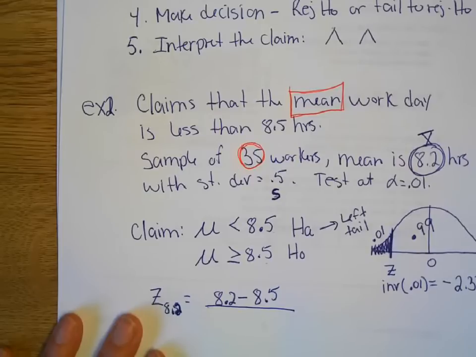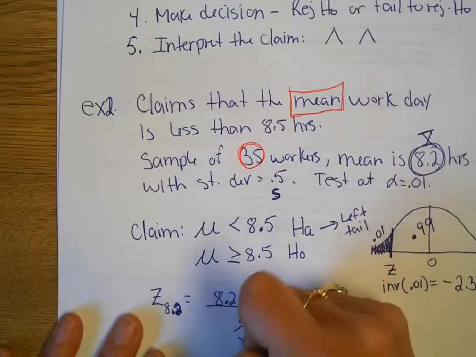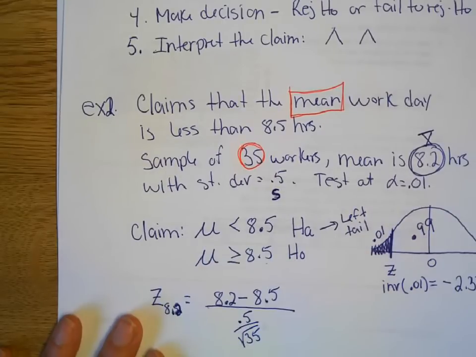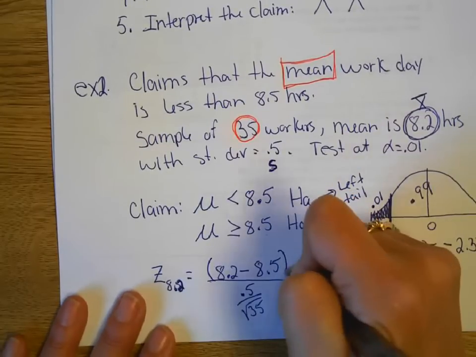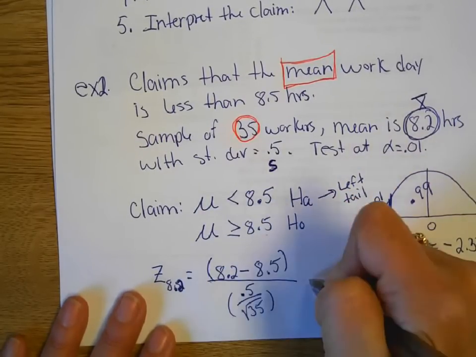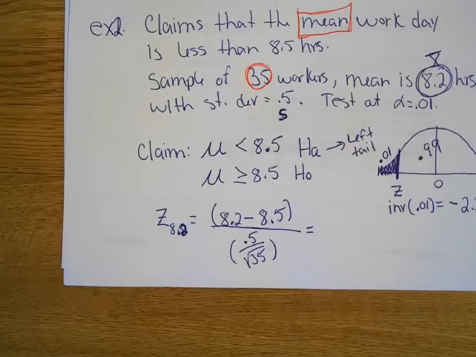And then it's standard deviation over the square root of the sample size. Standard deviation is 0.5, over the square root of 35. Very good. And now it's parentheses. So those that just sit here and write down the answers, forget that you need parentheses and don't get any of them right, because you don't practice it. I don't feel sorry for you people.